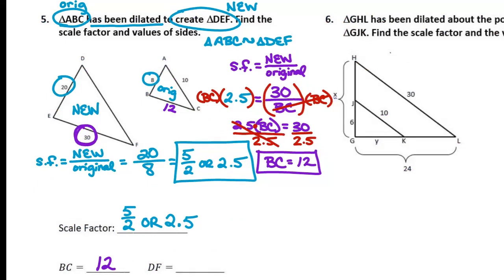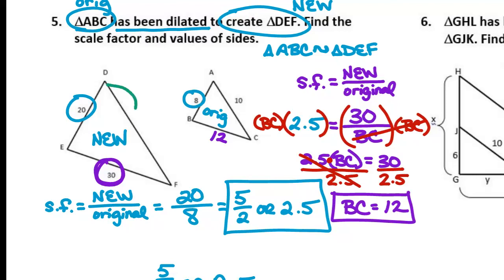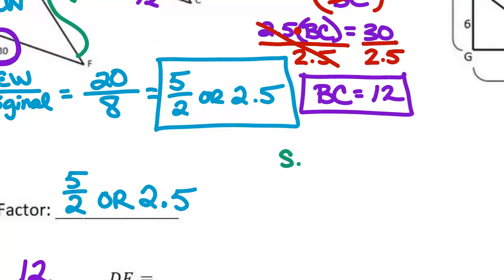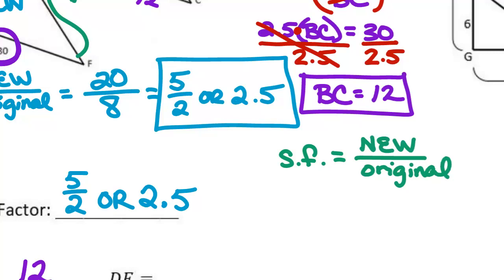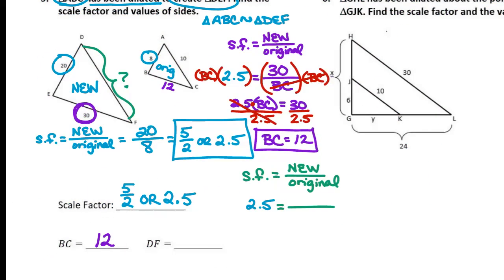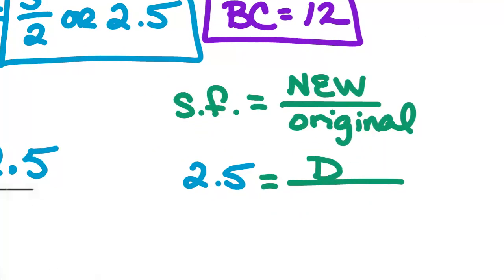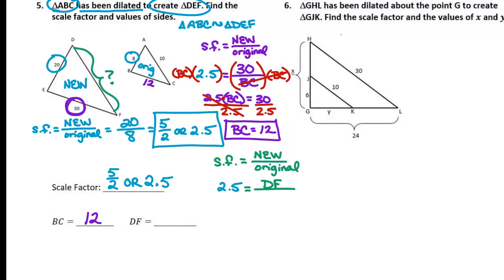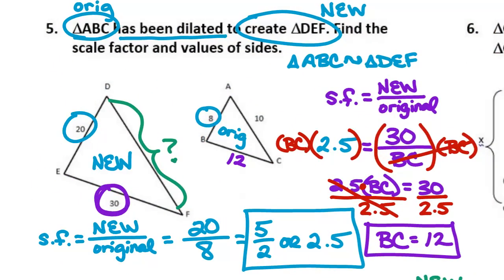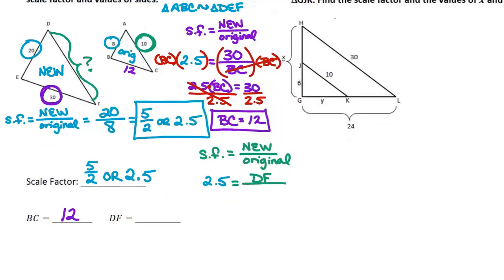What's the other side that we're supposed to find? DF, this side right here. Scale factor is equal to new over original. Scale factor is 2.5. Is DF part of the new triangle or part of the original? New, so it has to go in my numerator. DF has to go up on top. What side does it correspond to on the other triangle? 10. So I'm going to put 10 down in my denominator.